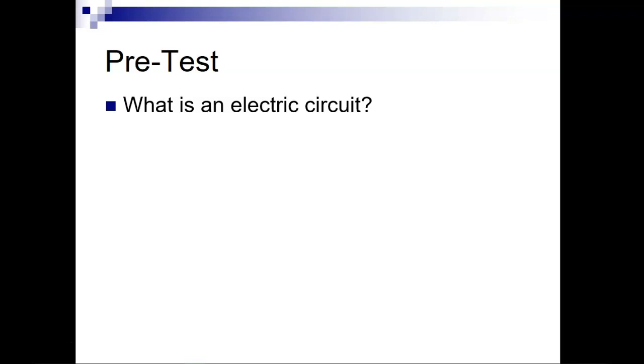You have a source, you have your home. You have the path, that's the road. And you have the load, your car. Now that's something to think about.